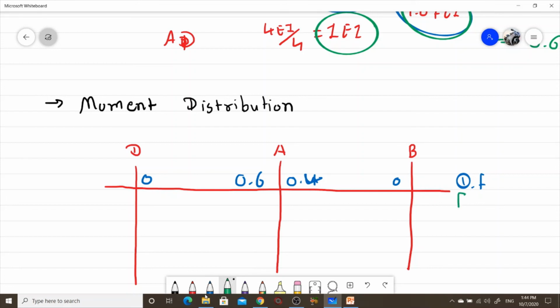Second, we write down the FEM, fixed end moment. So fixed end moment at D and B, we do not find out the fixed end moment. We find out the AD fixed end moment: 42.22, minus 95.01, minus 95.01.